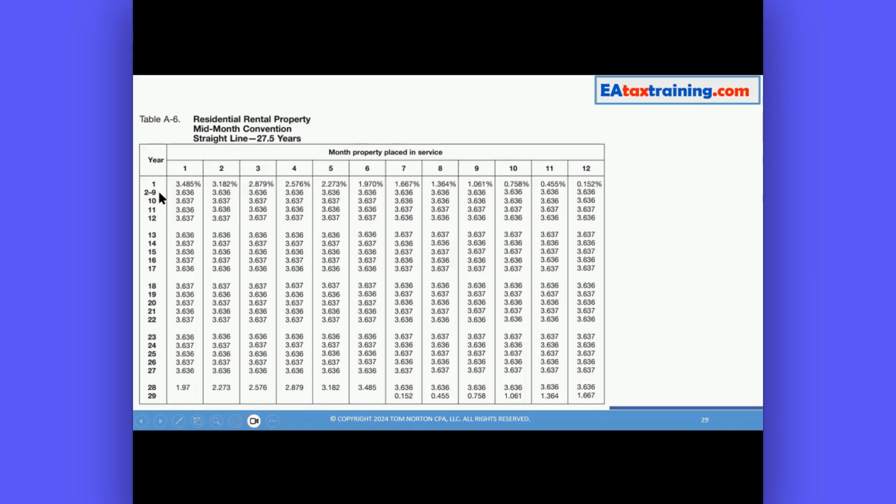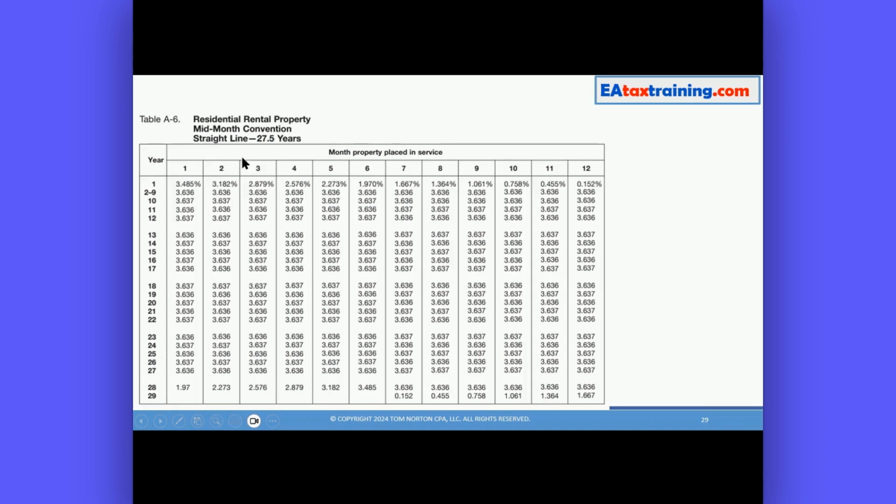And then if this is the first year, so let's say this is the first year and you bought it in April, so you would take the cost times 2.576%. And then in years 2 through 9, they're all the same, 3.636%, and so on and so forth.